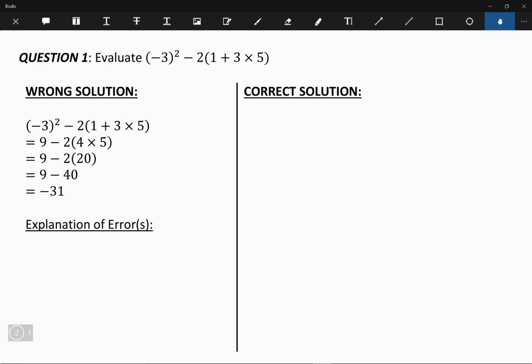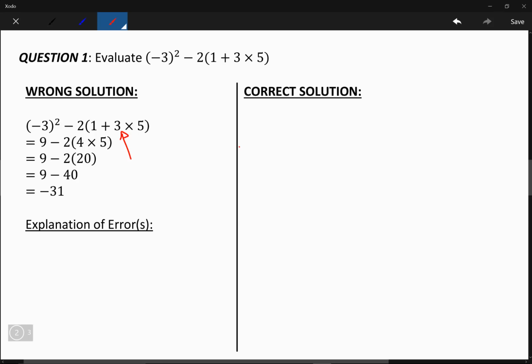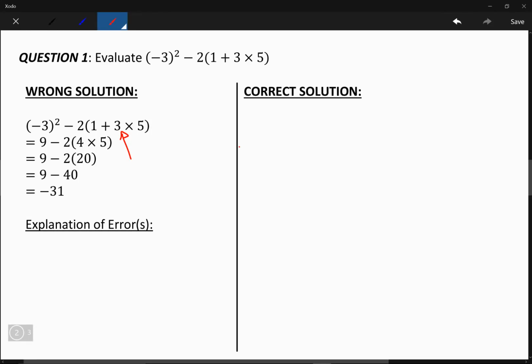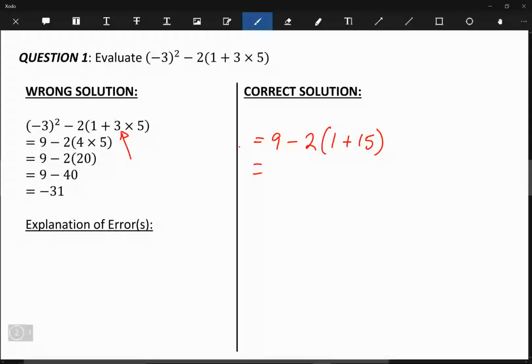Now you may have noticed here in the first one that there should have been a multiplication here first. Okay, so they added 1 plus 3 before they multiplied 3 times 5. So the correct solution would be to say 9 minus 2, and then you leave the 1 as it is, and you do 3 times 15, which is 3 times 5, which is 15. So 1 plus 15. Okay, and then you have to finish your bracket.